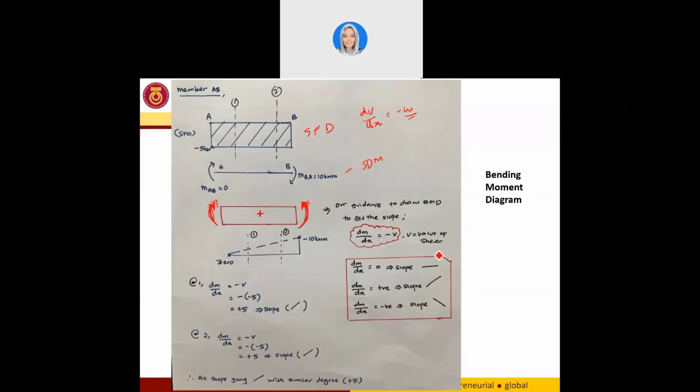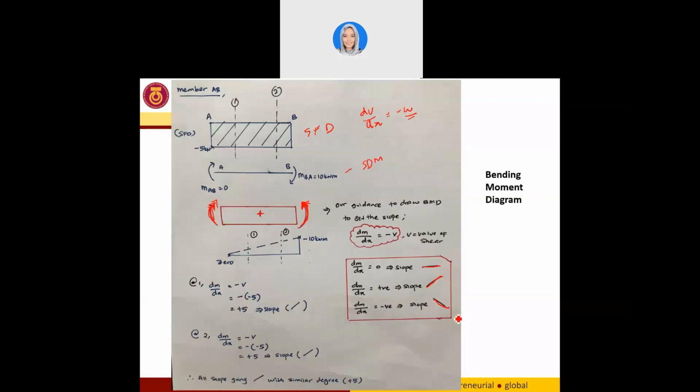V is the shear. If your dM over dx equals 0, the slope is a straight line. If the ratio equals a positive value, the slope is going upward. And if dM over dx is negative, the slope is going downward. So similar to the shear force diagram, if the value is positive it goes upward, and negative goes downward.